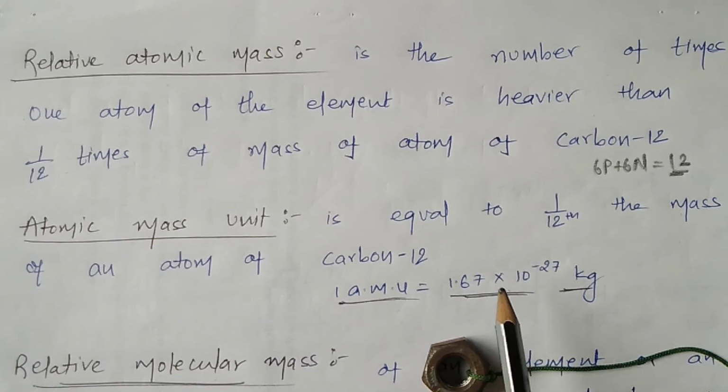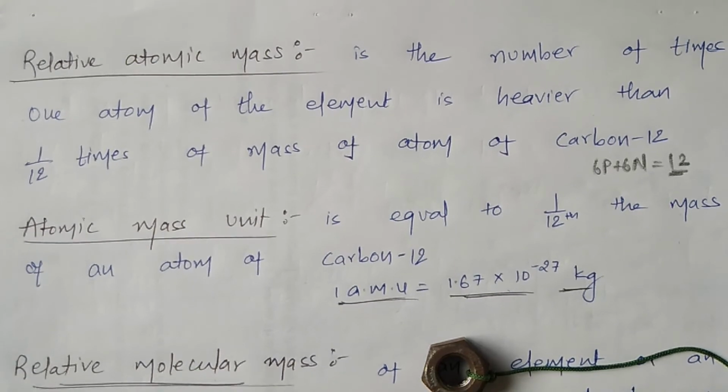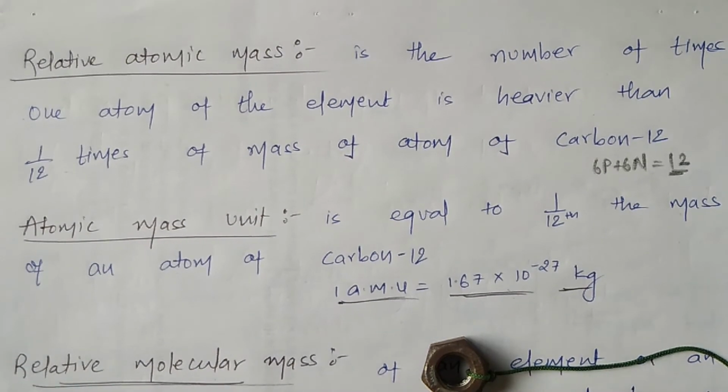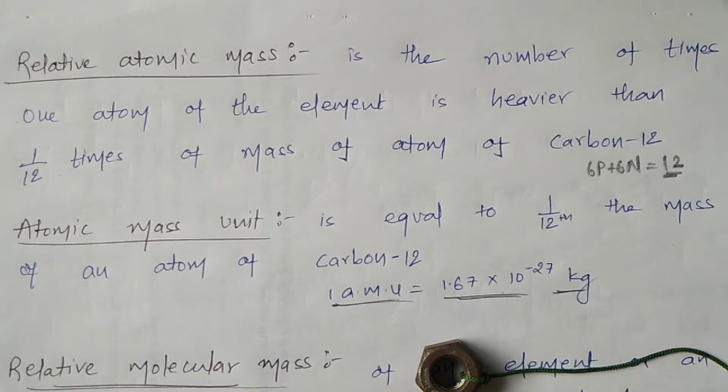Almost similar mass. So it is 1.67 × 10^-27. Now if we are considering another atom, then we need to check how many times it is heavier than this 1 atomic mass unit. Say 23 times heavier, then the atomic mass will be 23. For example, sodium, one atom is 23 times heavier than what?